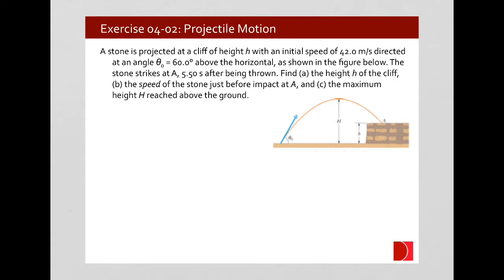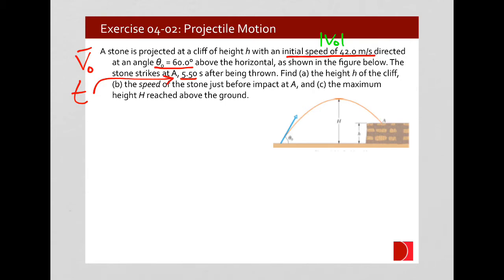is it has an initial speed of 42 meters per second. That initial speed is the magnitude of the initial velocity, and we're told that it's sent upward at an angle of 60 degrees. So between the magnitude of the initial velocity and the direction, we can have the full initial velocity vector available to us. We're told that the stone strikes 5.5 seconds after being thrown. That is going to be our time, the time of flight.